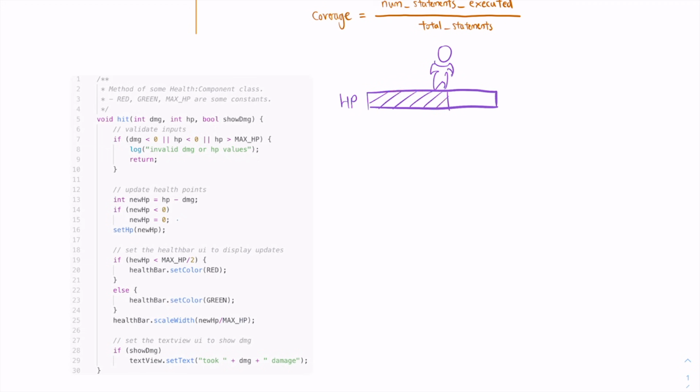If the new HP is greater than the halfway point, which is the max HP divided by 2, then we will set the health bar color to green. Okay, so let's restart.